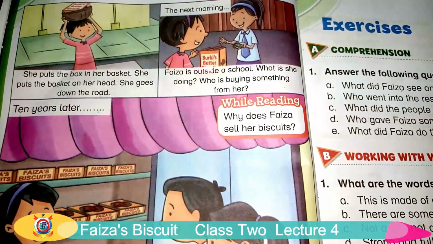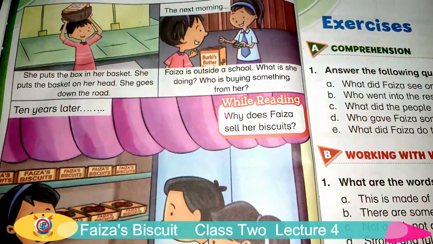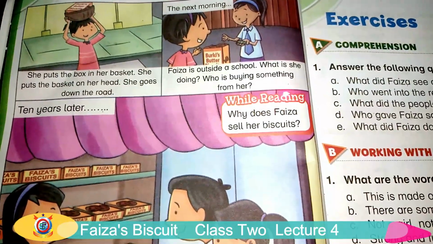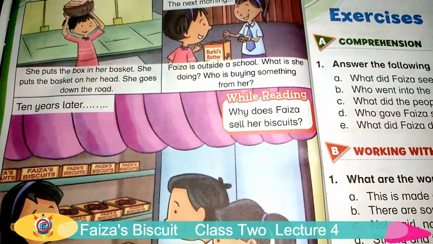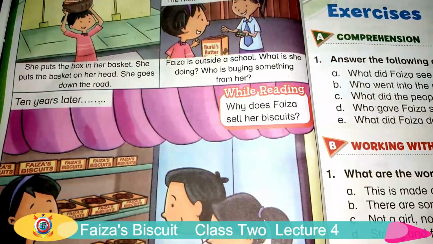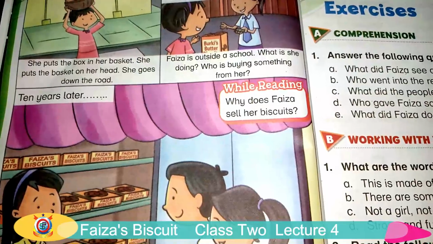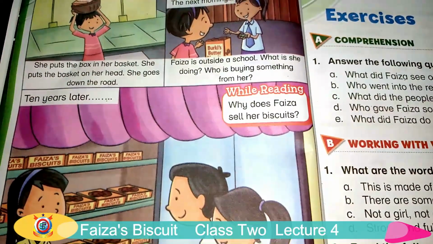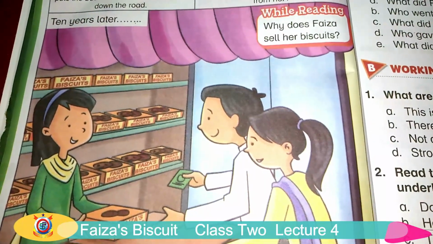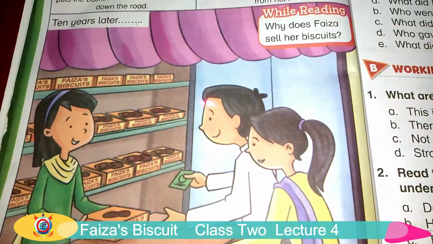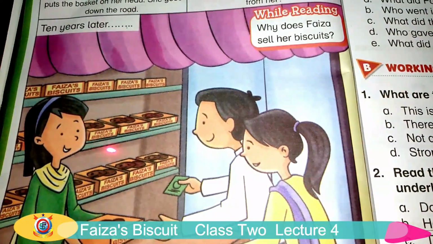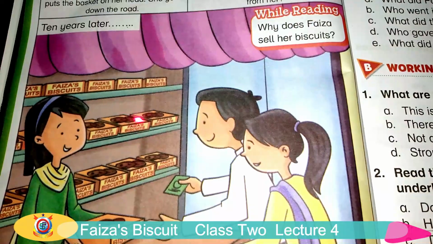She sold the first pack. She got money. She bought more biscuits. She sold them again and she got more and more money. And with that, she started her own business of biscuits. And in 10 years, she was the owner of a separate shop.